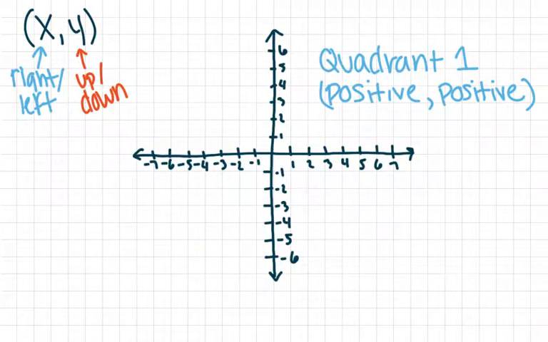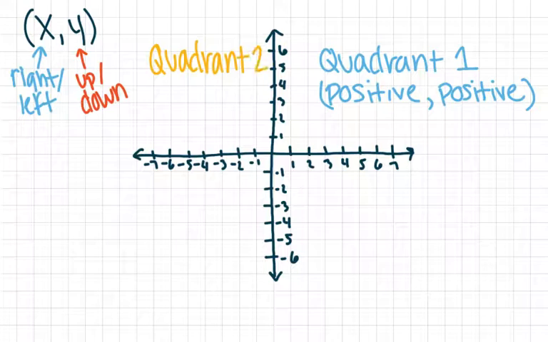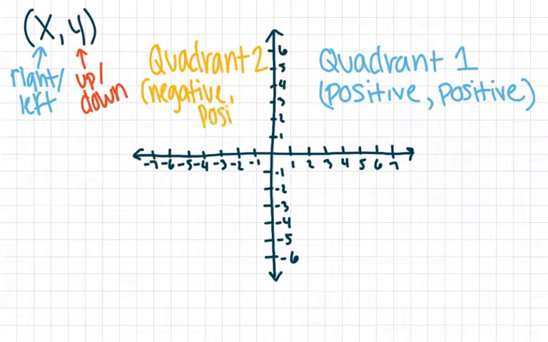In quadrant 2, though, that changes. In quadrant 2, if you have a point in quadrant 2, you're going to have a negative x and then a positive y. So that means that your point is going to be a negative and then a positive. So a negative going to the left and then a positive going up.